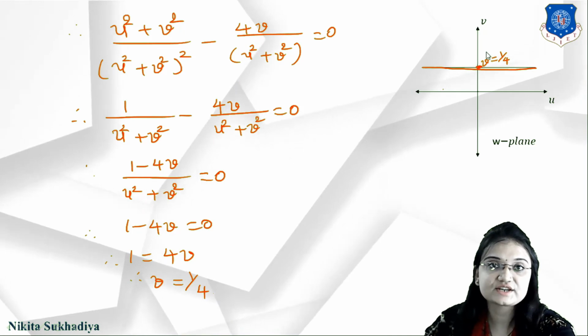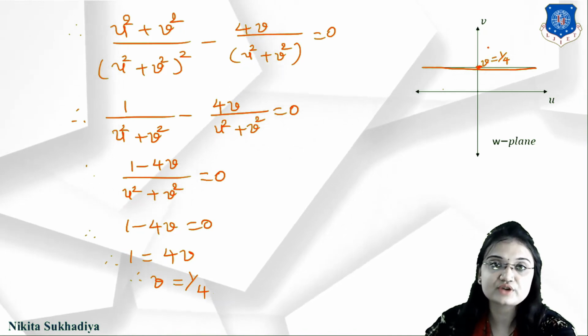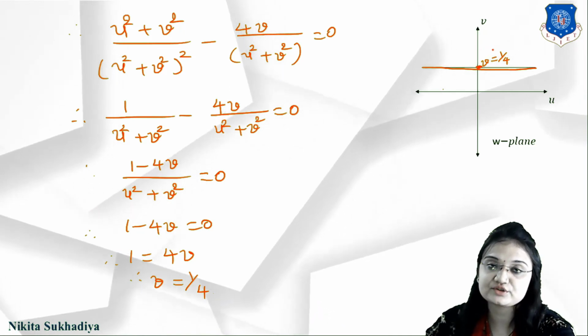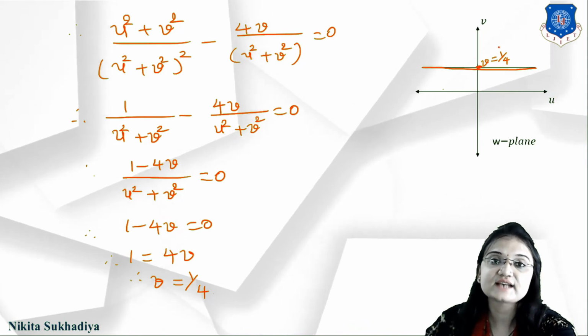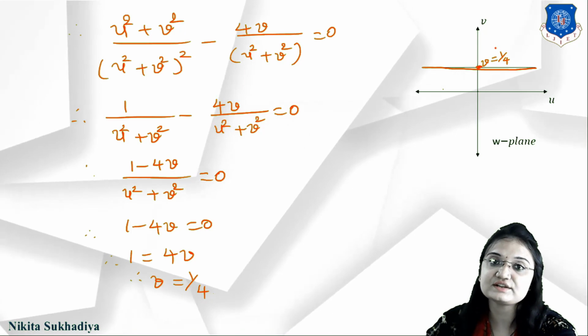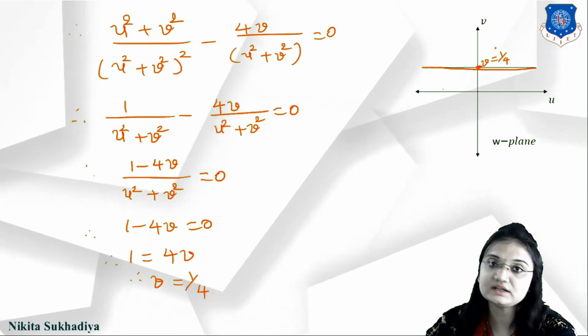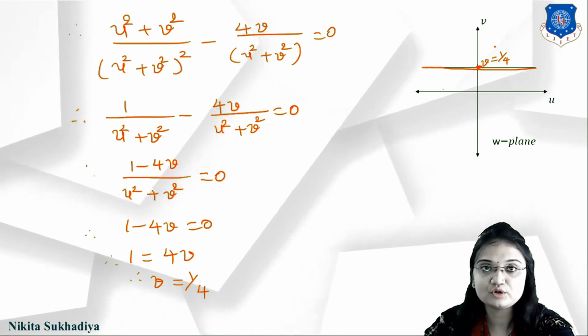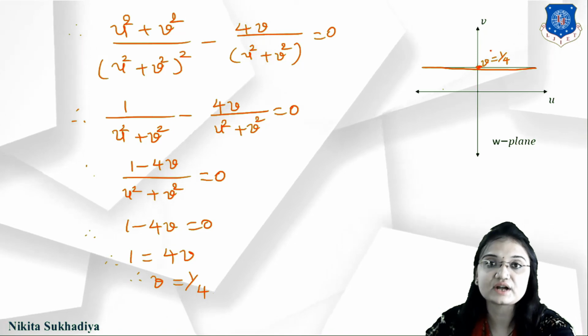Okay, so in this lecture we have studied two transformations. First one is magnification and rotation, and second one is inversion. Okay, so with the help of this method we can easily find out the image of any Z plane into the W plane with the help of any transformation.